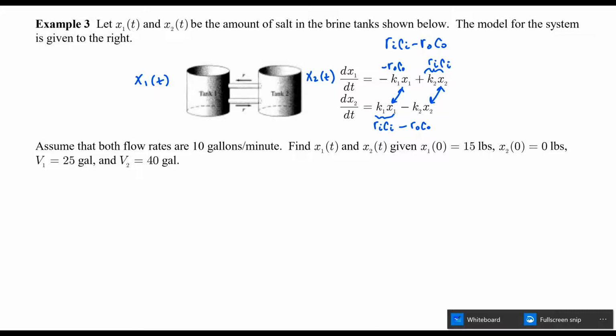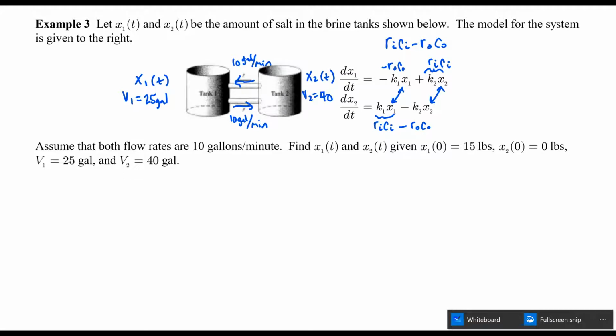Now, assume that both flow rates are 10 gallons per minute. So I've got brine flowing from tank 2 to tank 1. That's going to be 10 gallons per minute. And flowing back from tank 1 to tank 2, that's 10 gallons per minute. So keep everything uniformly mixed. Find x sub 1 of t and x sub 2 of t. Given initial conditions, the amount of salt in tank 1 is 15 pounds initially and 0 pounds in tank 2. The volume in tank 1 is 25 gallons and the volume or capacity in tank 2 is 40 gallons.